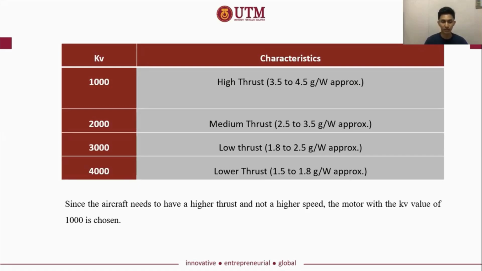And then to choose the kV of the motor, there are a few kV characteristics to choose from: high thrust, medium thrust, low thrust, and lower thrust. Bear in mind that in this project, we are not focused on the highest speed, which requires lower thrust. So we choose the high thrust. The kV of motor that is suitable for high thrust is 1000 kV.